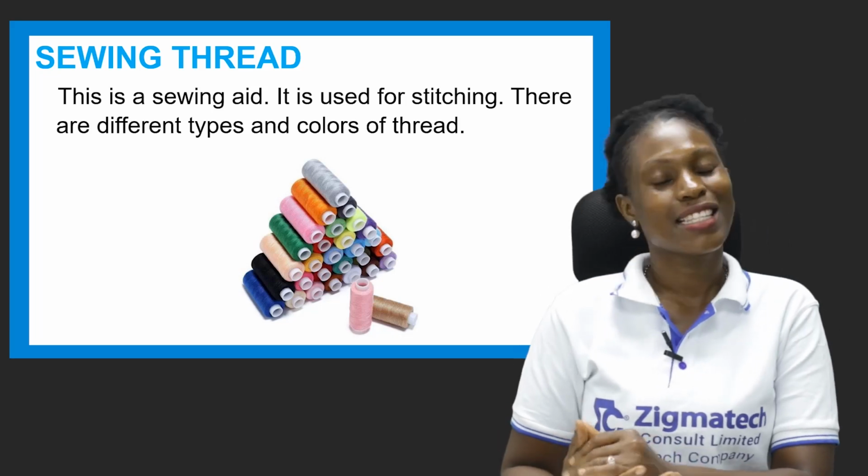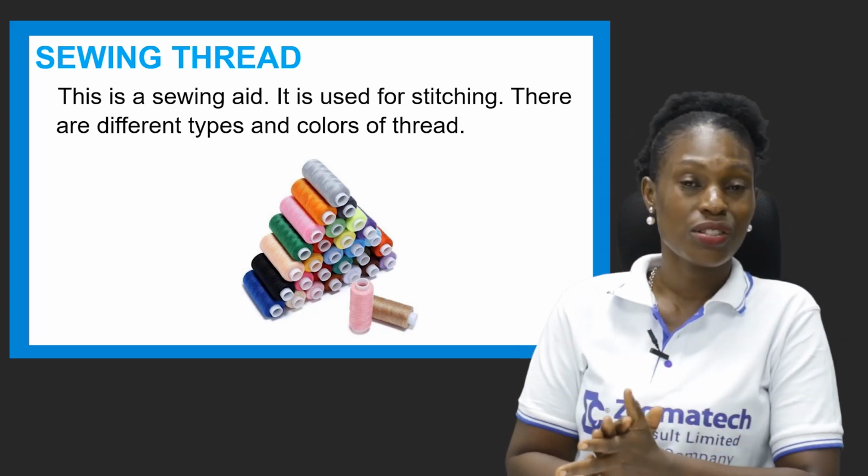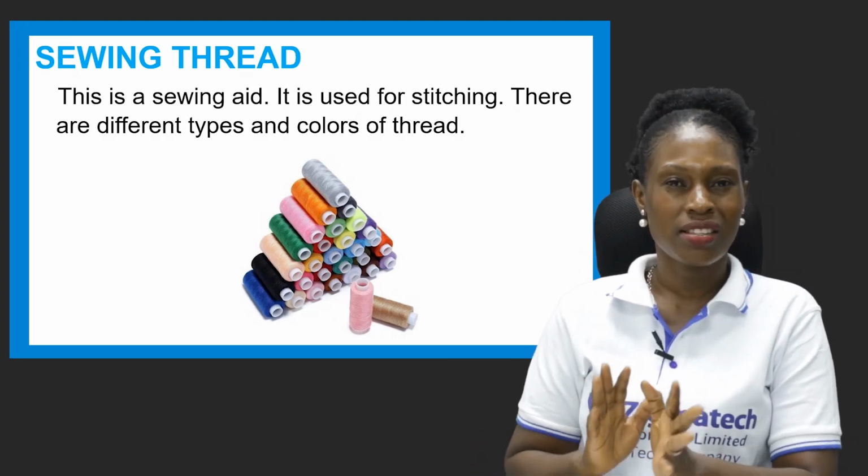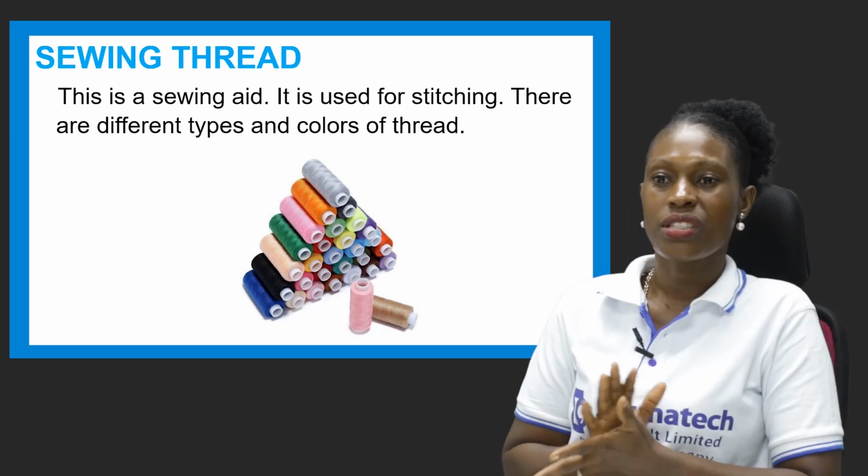Now another tool here is your sewing thread. Now it's a sewing aid. It comes in different colors. It is used for stitching. It comes in different colors, made from nylon, polyester, and all of that.